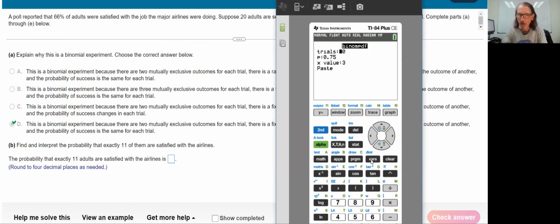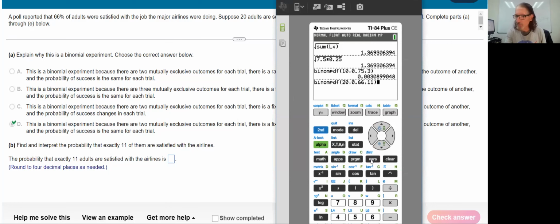Now we've got 20 trials. Probability of success is 0.66, and we want exactly 11 of them. And that's supposed to be to 4 decimal places, i.e. the 10,000ths. That will round up to 0.1056.